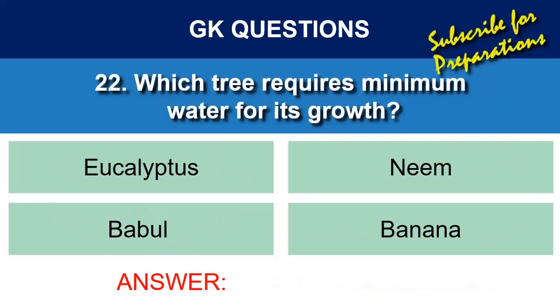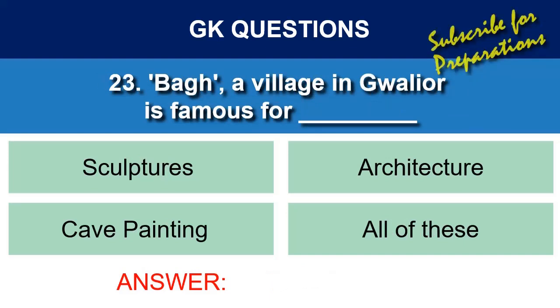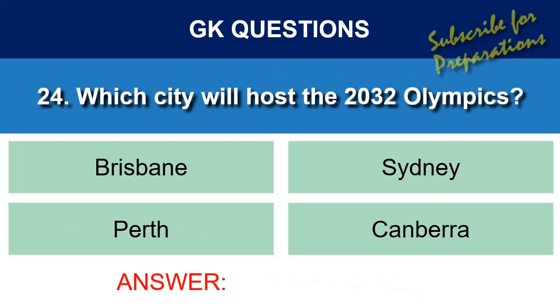Which tree requires minimum water for its growth? Babul. Bagh, a village in Gwalior, is famous for cave painting. Which city will host the 2032 Olympics? Brisbane.